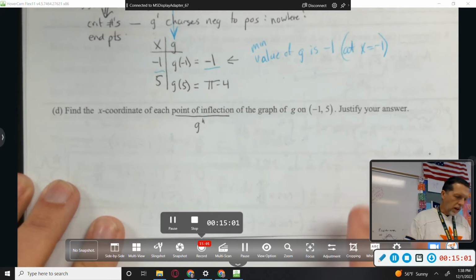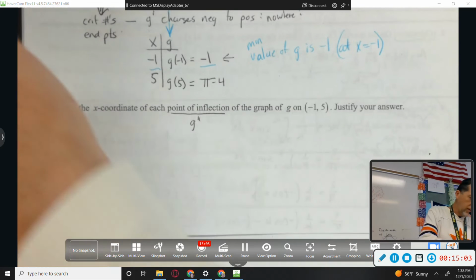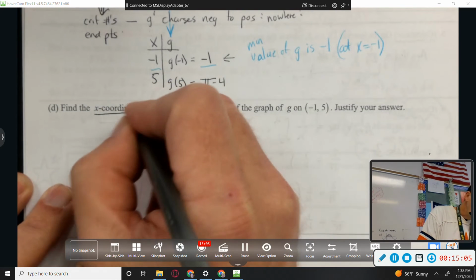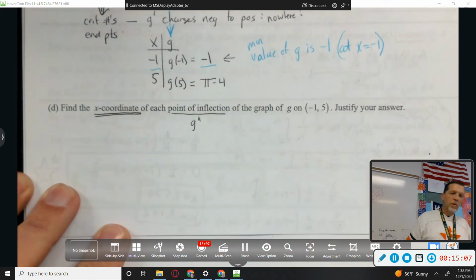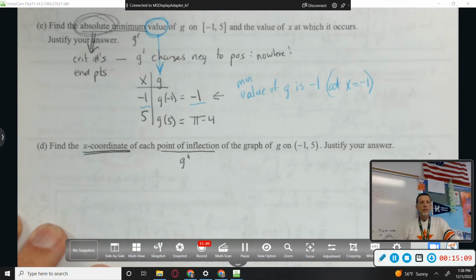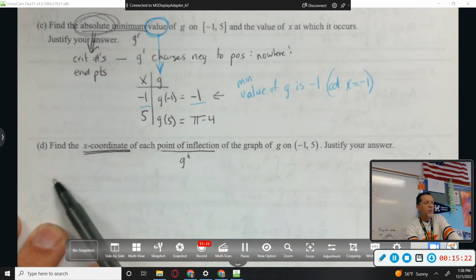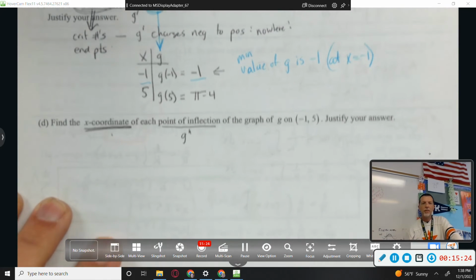Part D. Find the x-coordinates. Oh, I see what we're doing here. So part C, if you're really paying close attention to this AP, I'm sure this was an old AP question. Part C, yeah, you did a whole lot of work, but basically they were asking for a y value. Part D, they're asking for an x value.